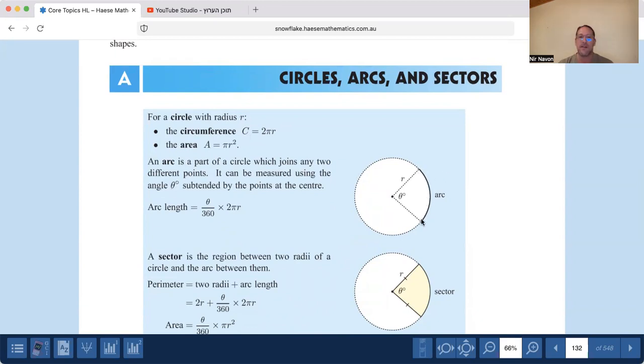That would be an arc. It can be measured using the angle theta, that's the angle here, subtended by the points at the center. Arc length would be the angle over 360 times 2 pi r. So the angle out of the 360 times 2 pi r, which is the whole circumference.